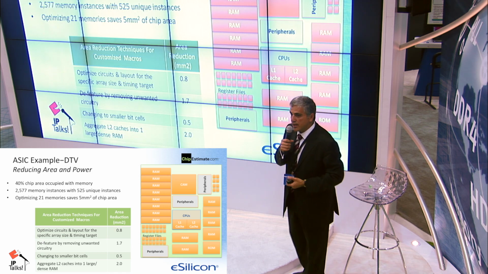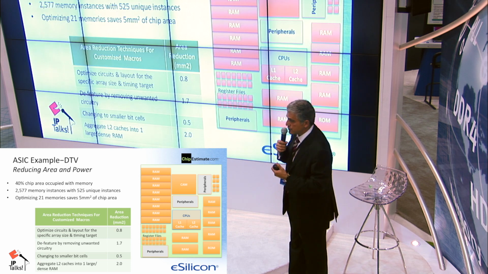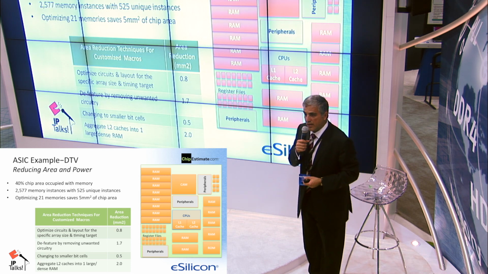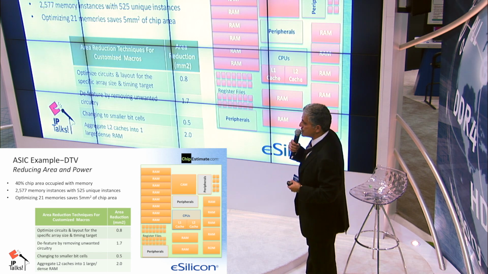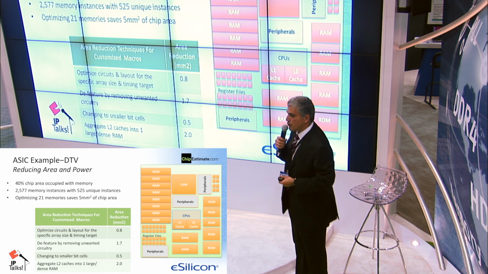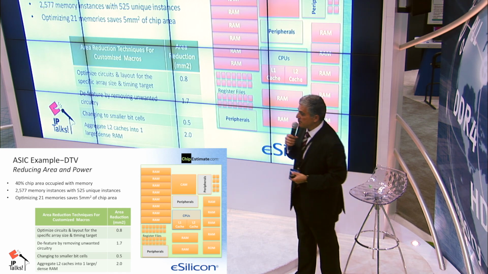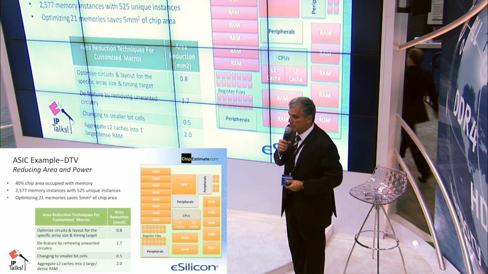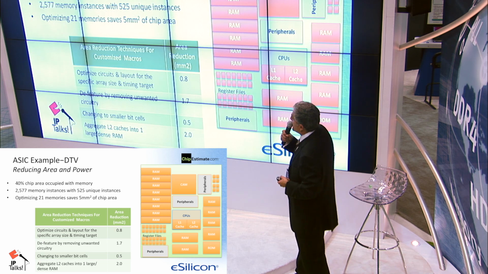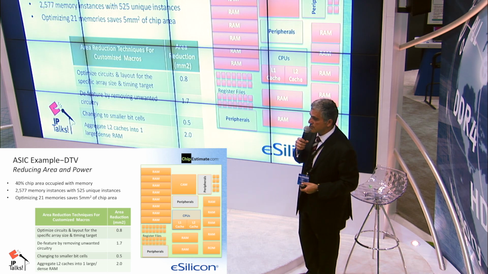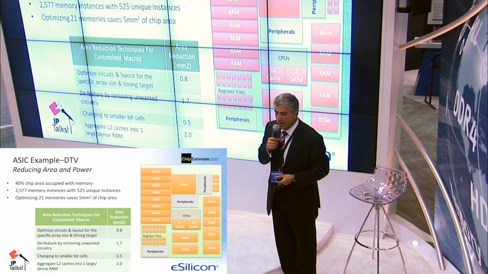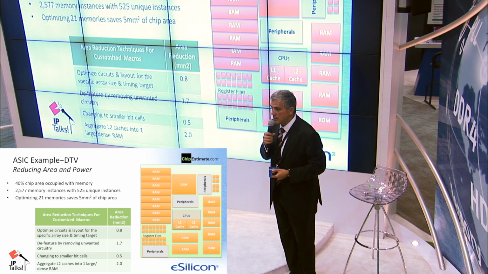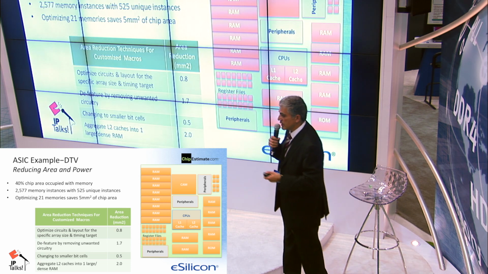I wanted to give you some examples of why optimization, or how optimization, can help. First why, and then how. So I'm going to give you a real live example. This is a device that we're actually making, and we're under contract for. It goes into a digital TV. It's the main processor. Some 40+% of the area is consumed by different memory types. Some 2,577 memory instances, with 525 of those being unique, are used in those designs. By optimizing 21 of those 525 instances, we were able to save 5 square millimeters of the device, which is roughly 10% of the device. This is a significant savings when you're talking about cost reduction or power reduction or anything related to that.